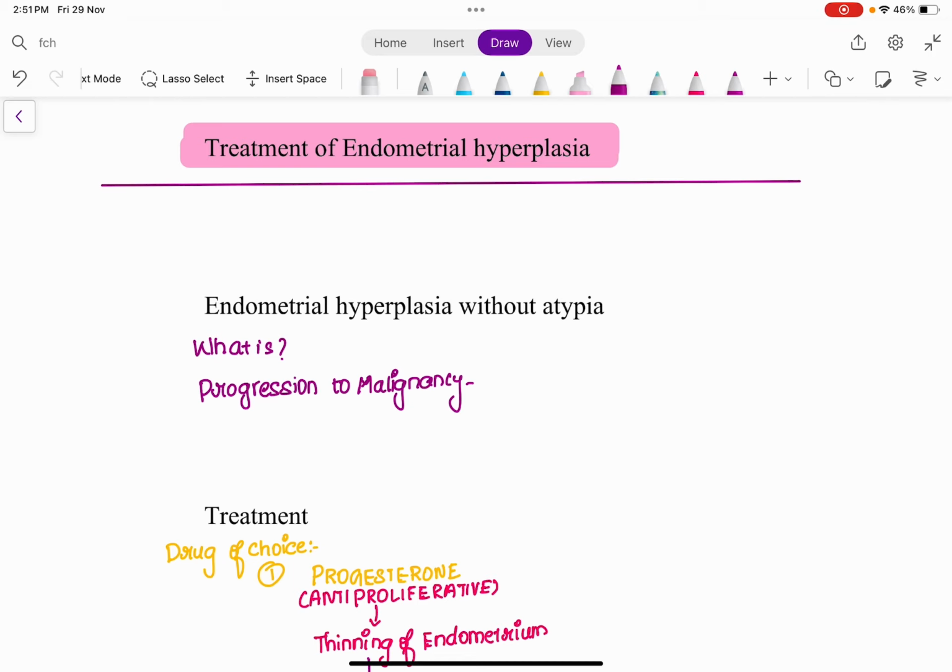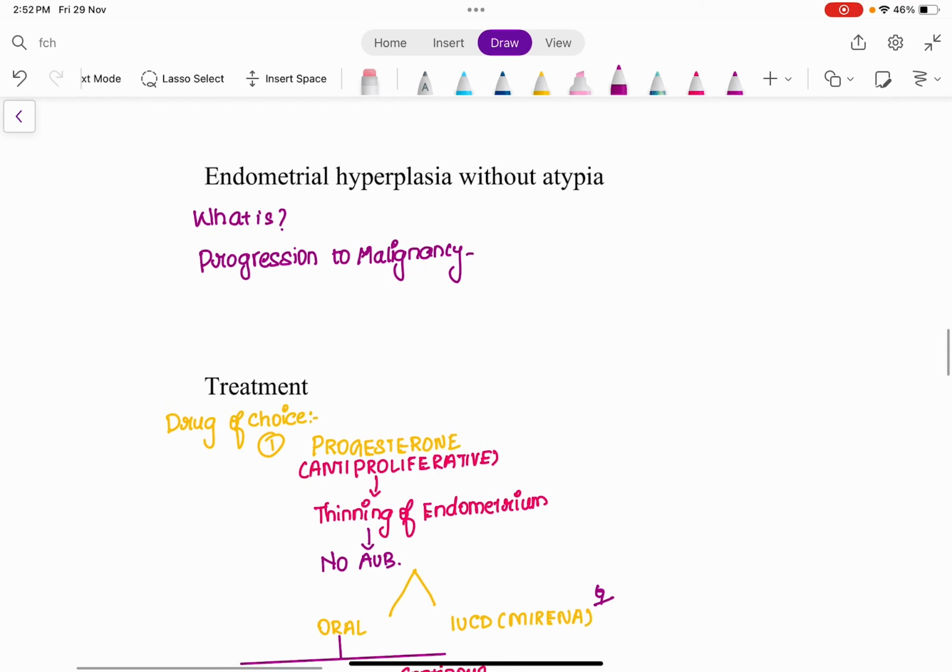So we'll be discussing the treatment in two sections. The first section we are going to discuss is the treatment of endometrial hyperplasia without atypia. Okay. So now what is endometrial hyperplasia without atypia? As we all discussed earlier, without atypia means without atypical nuclear features.